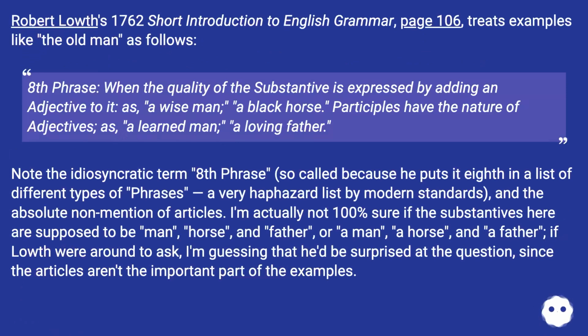Robert Lowth's 1762 Short Introduction to English Grammar, page 106, treats examples like the old man as follows. "Eighth phrase, when the quality of the substantive is expressed by adding an adjective to it, as, a wise man, a black horse. Participles have the nature of adjectives, as, a learned man, a loving father." Note the idiosyncratic term, eighth phrase, so called because he puts it eighth in a list of different types of phrases, a very haphazard list by modern standards, and the absolute non-mention of articles.